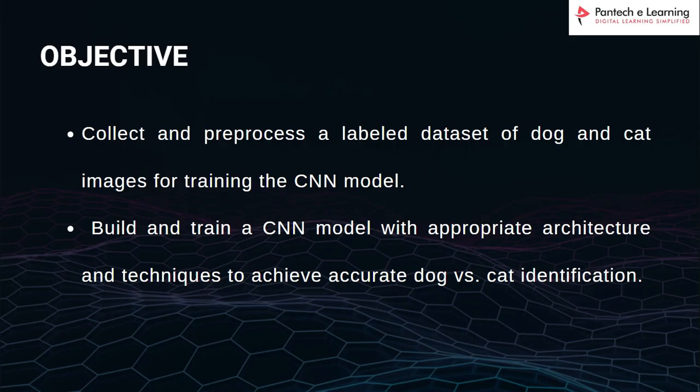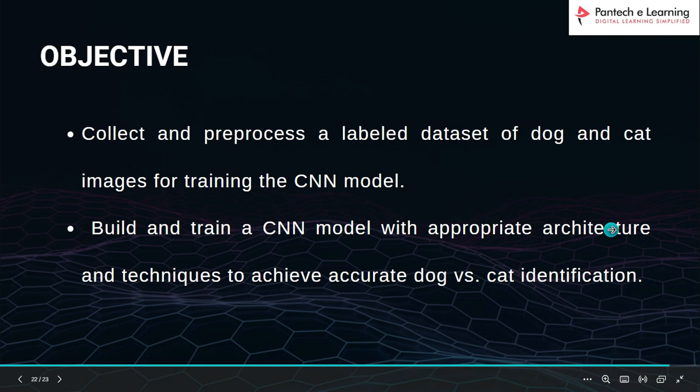We want to collect and pre-process a labeled data set of dogs and cats. So we need a lot of dog images and a lot of cat images for training the CNN model. Once we have this, we can build and train a CNN model and then connect it to a fully connected layer where it will learn appropriately. Finally, once it is trained, you can use it for dog or cat identification. So let us go hands-on and see it.